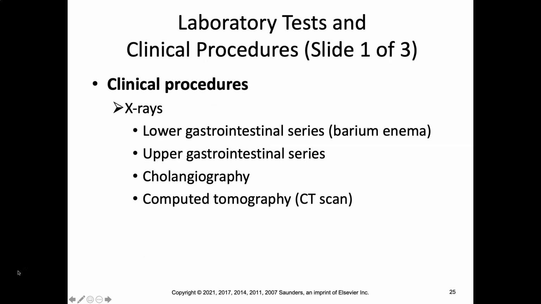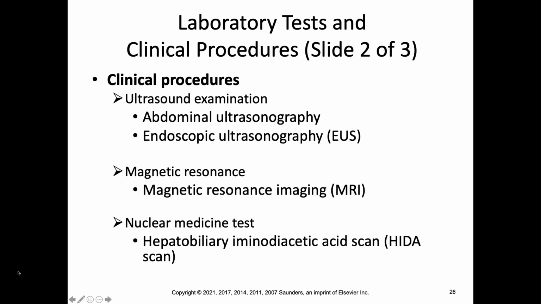All right, clinical procedures, x-rays. We'll get into this with radiology chapter soon. That's also this week, week 2. But you're going to hear about barium enemas. You're going to hear about upper and lower GI series. You're going to hear about with or without contrast, CT scans, cholangiograms, those types of things. Ultrasounds can be done, MRIs, nuclear medicine tests. There's a HIDA scan that you may hear about.